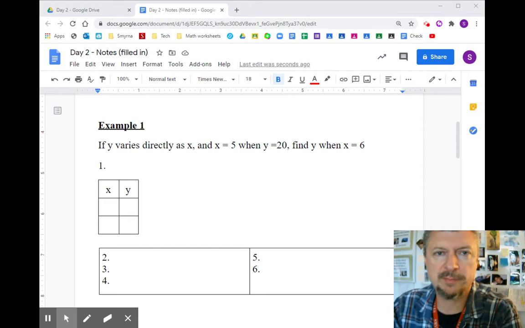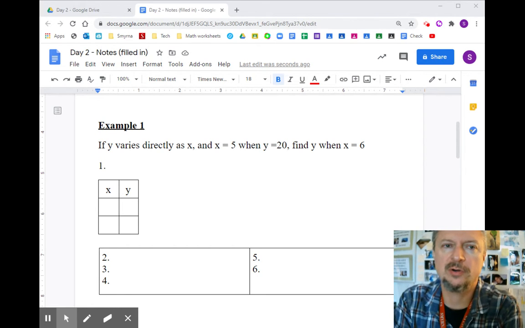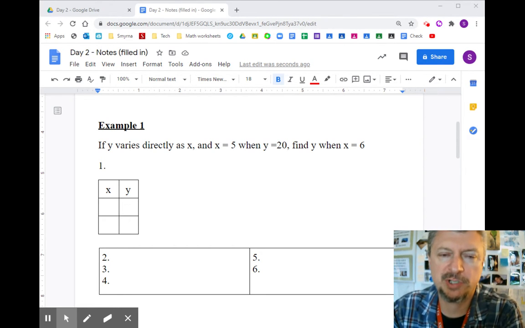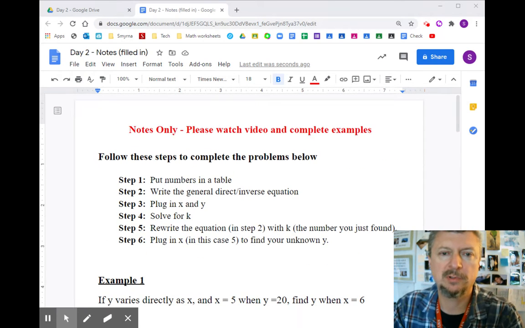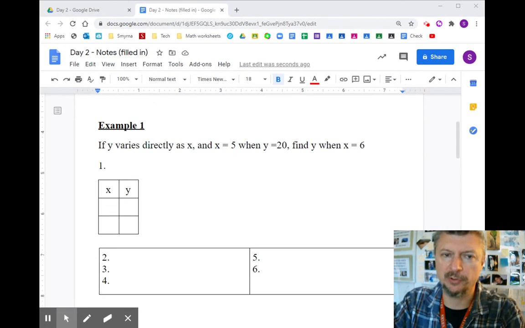I'm going to go over some examples. So, you have this note sheet in your assignment, so please follow along and fill it in. Okay, so we have some steps here. So, let's first see what we're doing.